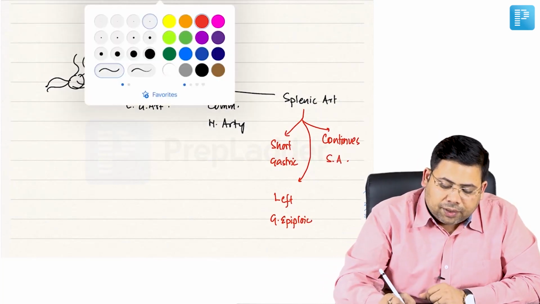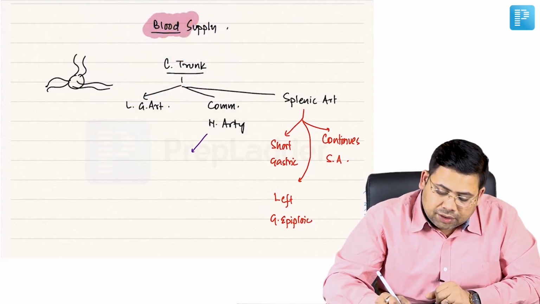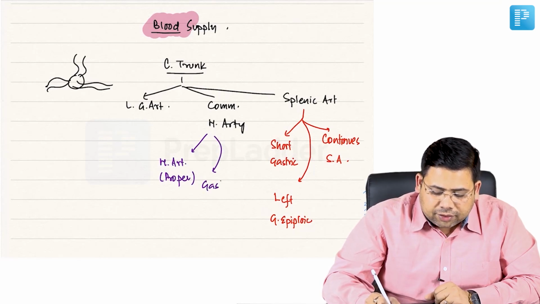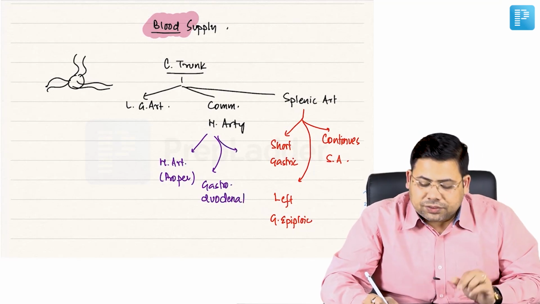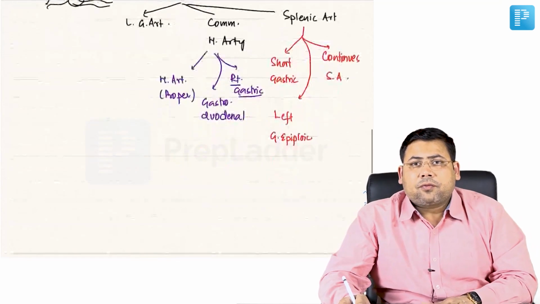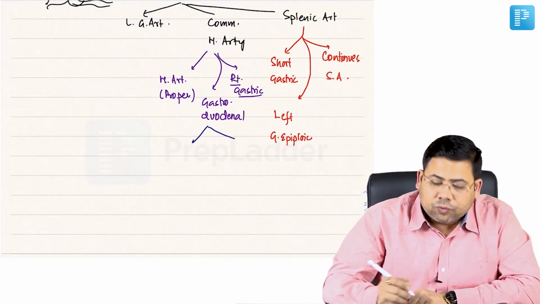When we talk about the common hepatic artery, you get to see two very important structures, the hepatic artery proper, and the gastroduodenal. You might also get a branch known as the right gastric from the common hepatic artery, or this right gastric might come out from the gastroduodenal also. Gastroduodenal further divides into two branches.